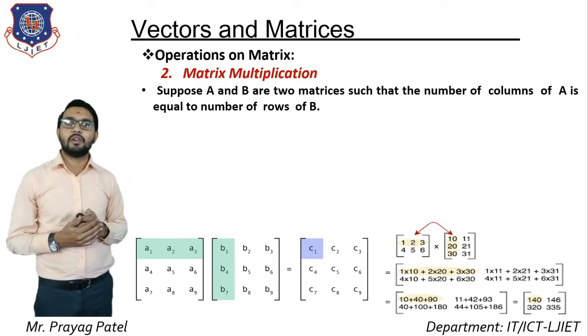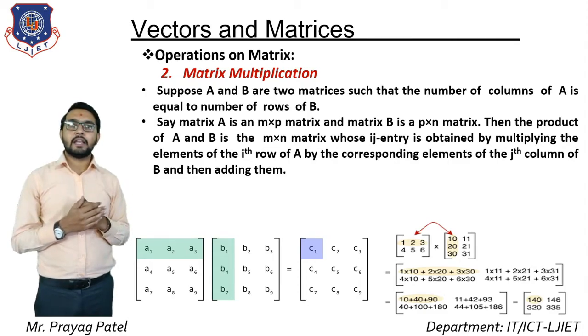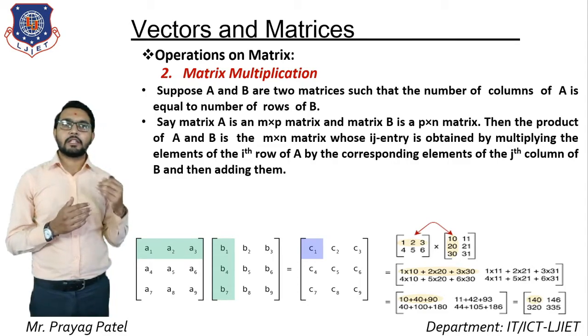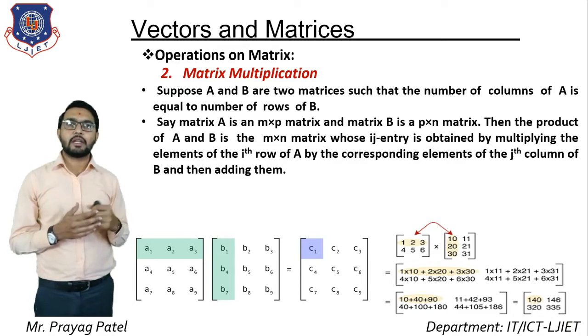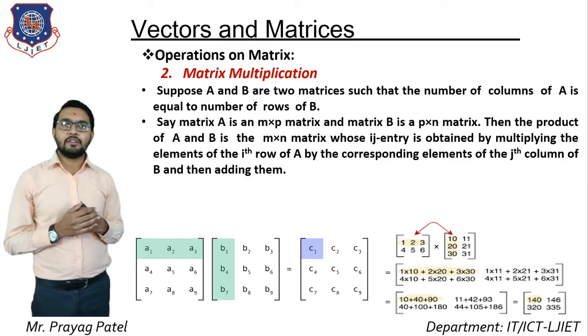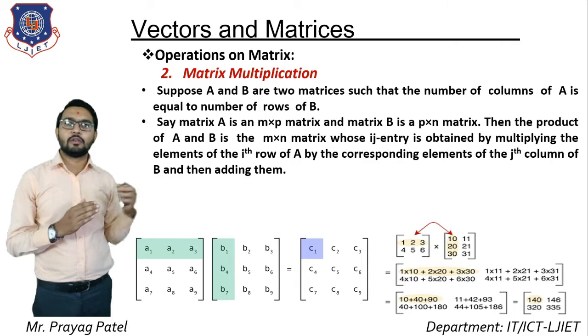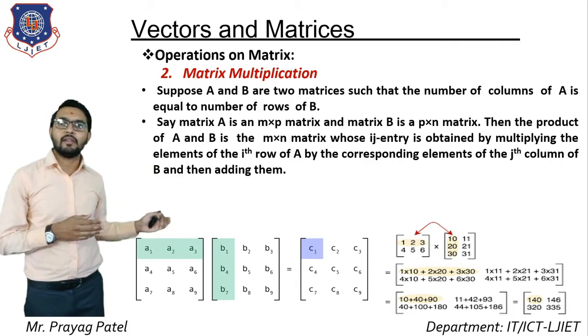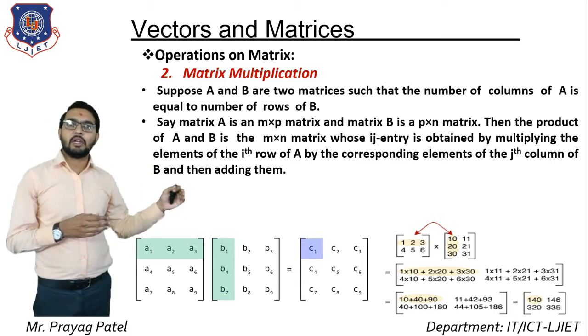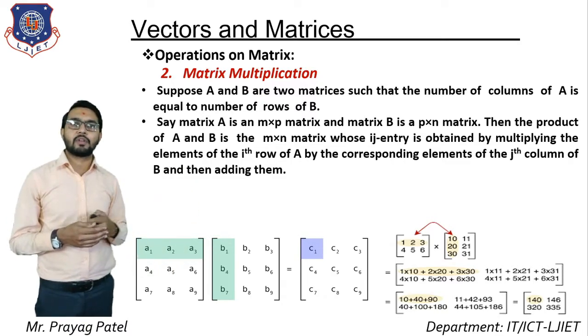The answer of these two is the first component C1. So matrix A is an M cross P matrix and matrix B is a P cross N matrix. Then the product of A and B is an M cross N matrix. Any entry I, J in this product is obtained from the ith row of the A matrix and the jth column of the B matrix. So here A1, A2, A3 multiply with B1, B2, B3 like this. So the first row is multiplied with the first column.